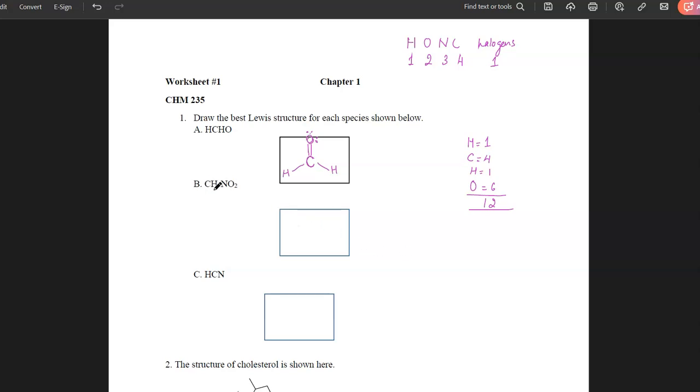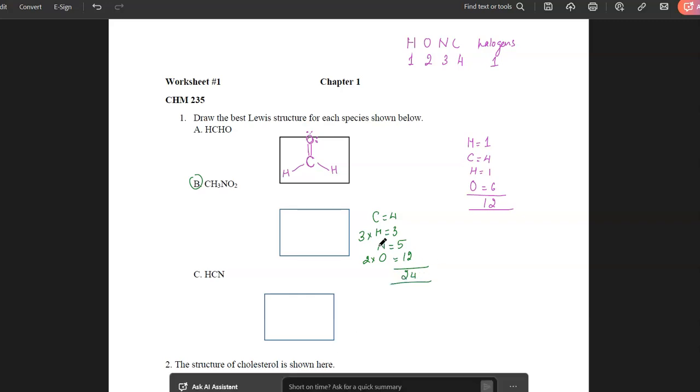Okay, the next one is CH3NO2. So the total number of valence electrons, again: carbon is 4. There are 3 hydrogens, so 3 times 1 is 3. Then we have 1 nitrogen, which has 5 valence electrons, and then we have 2 oxygens, 2 times 6 is 12. So the total number of valence electrons we are looking at here is 12 plus 5, 17, plus 3, 20, plus 4, 24. So we have to account for 24 valence electrons.